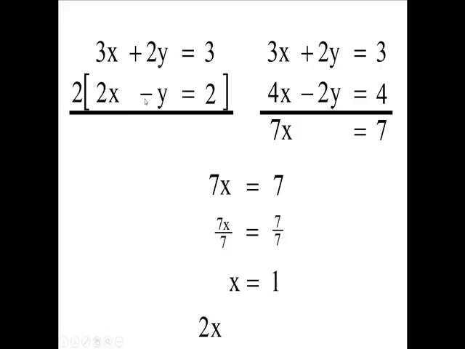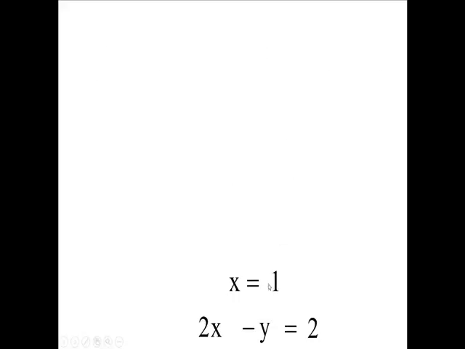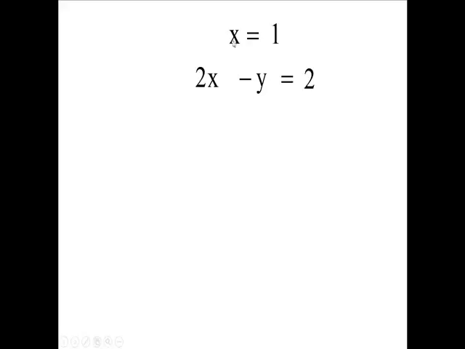Taking my second equation, this one, and writing it down here, I'm dealing with these two equations now. So copy them up here, and in place of x in the second equation, what am I going to put in there for x? Well, x equals 1, plug a 1 in there. You're getting 2 minus y equals 2.